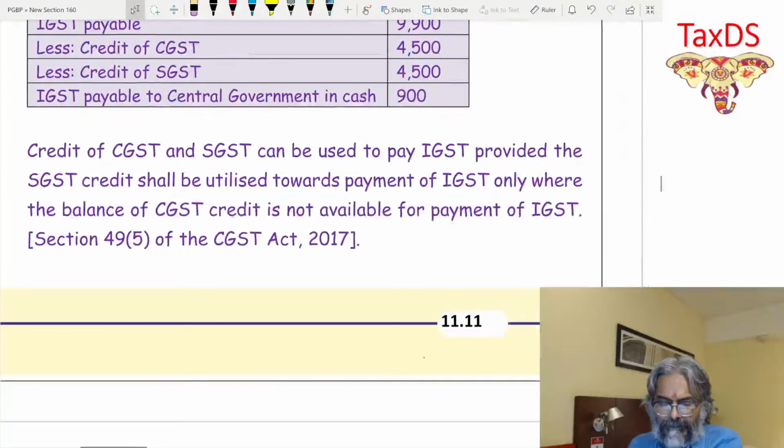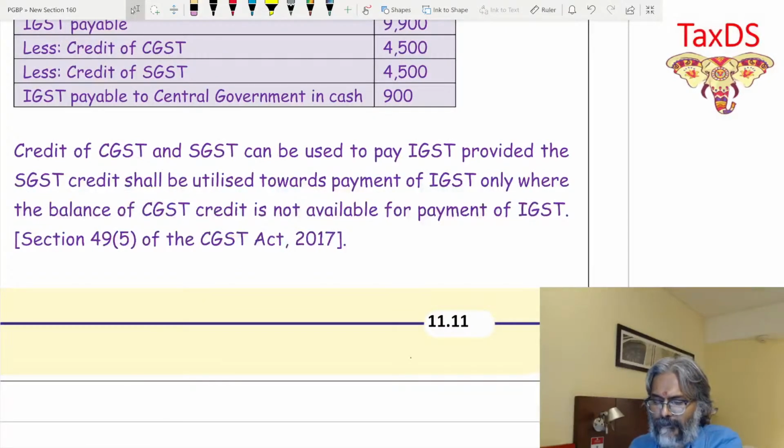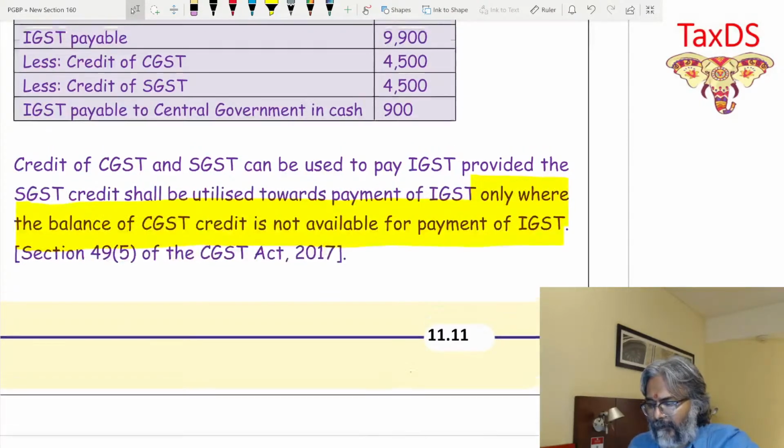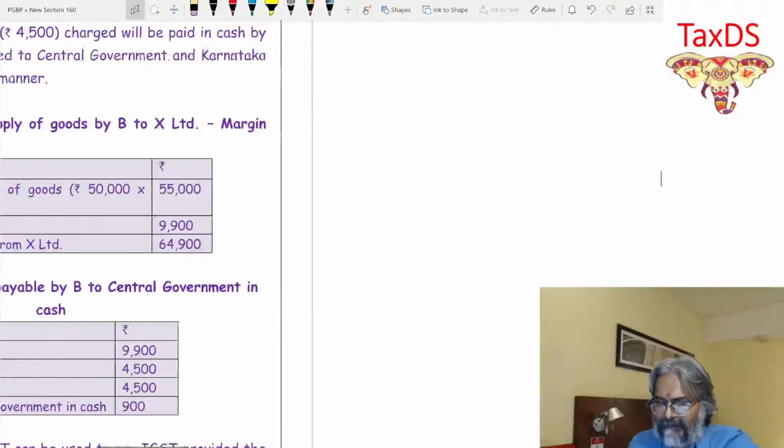And then thereafter, credit of CGST and IGST can be used to pay IGST, provided SGST credit shall be utilized towards payment of IGST only where, students, see this word, only where the balance of CGST credit is not available for payment of IGST. Please see this one, highlight this particular point. Only where the balance of CGST credit is not available for payment of IGST. Please highlight this particular point.